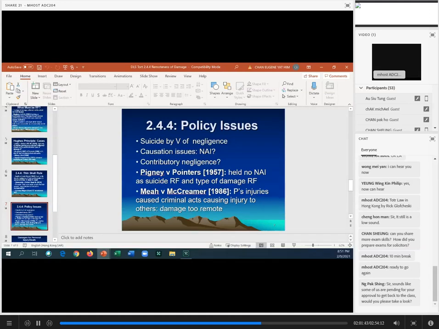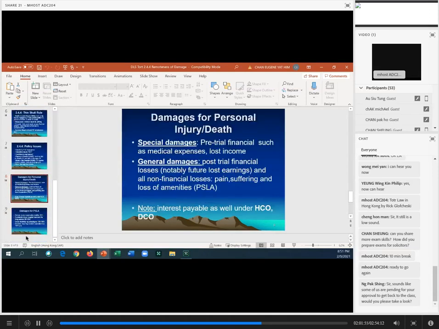Now, just to finish off this area of remoteness of damage, I thought I'd throw in a couple of PowerPoints dealing with quantum of damage and damages for personal injury or death. So this is all should know, not must know. This is not in your course manual. But when you sue in a personal injury action, what type of damages can you get? Obviously this is very important in practice because we're all interested in money, and lots of money perhaps.